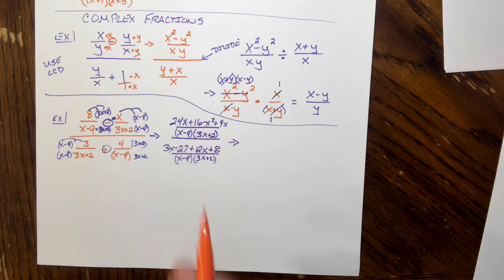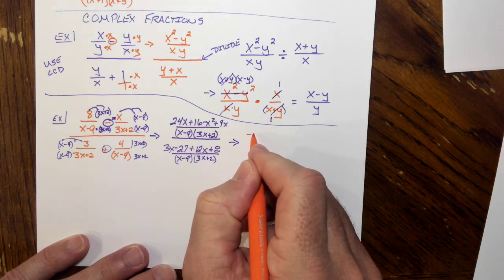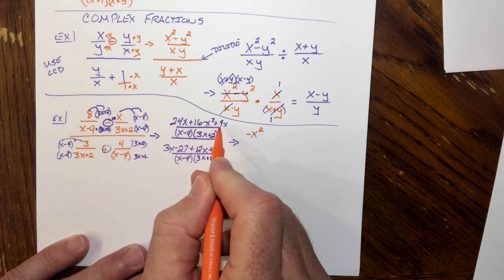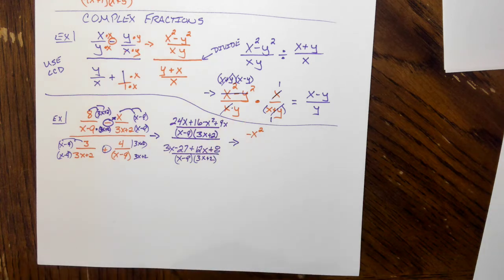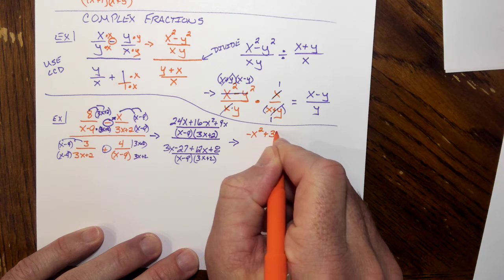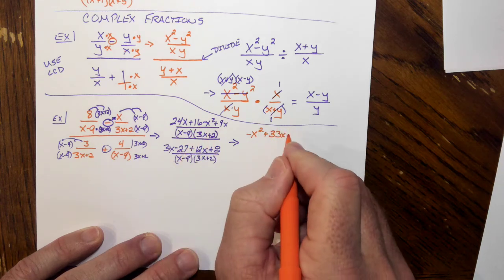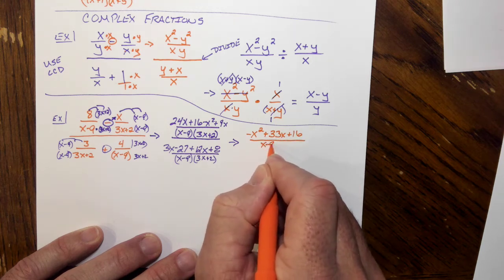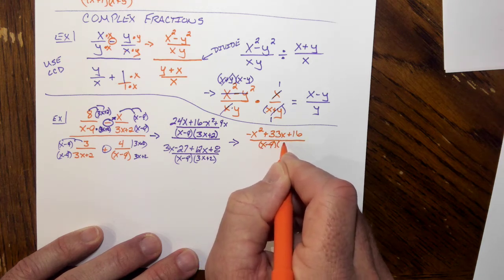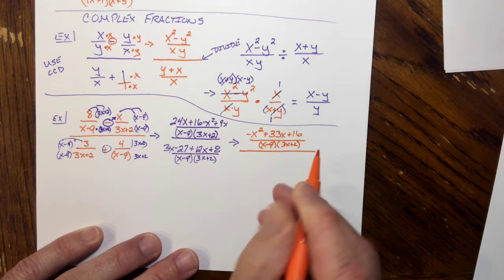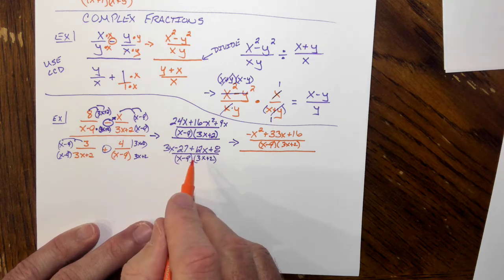So let's clear some of the confusion out of this bad boy. Up here, I've got a negative x squared. I've got a 24x and a 9x. So 24 plus 9. Plus 33x and a constant plus 16. All over x minus 9, 3x plus 2. Big division bar. Simplify down here a little bit.